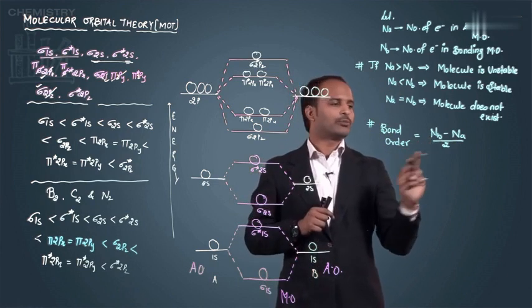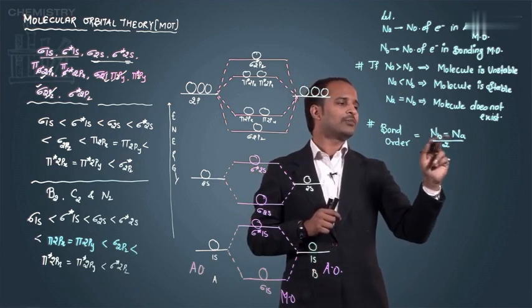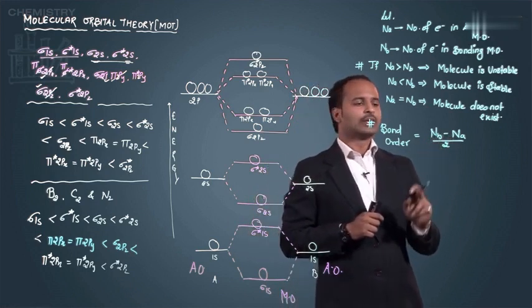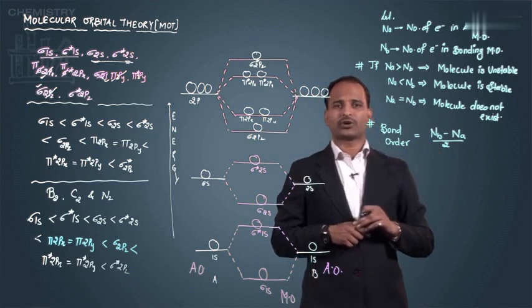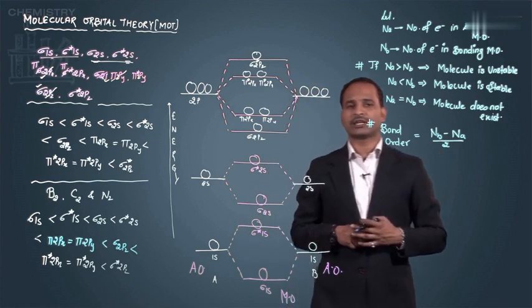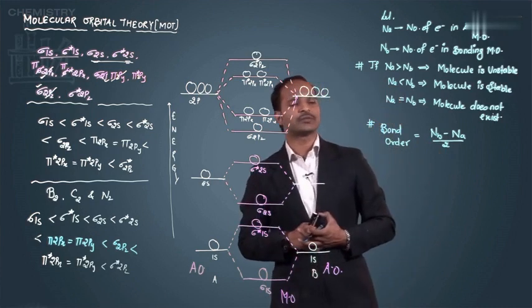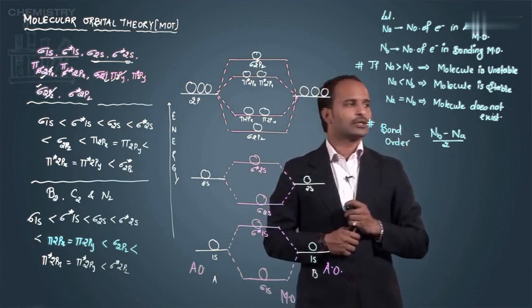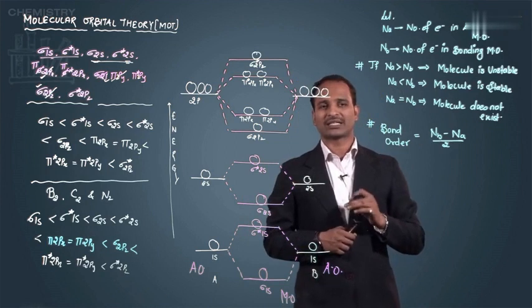So the number of bonds formed between the two atoms. Now see, if Na and Nb become equal, suppose Na is equal to Nb, then I can say the bond order will be 0. Bond order is 0 means no bond between the atoms, and if no bond is present between the atoms, that means such molecules will not exist. And that's why it is written that if Na is equal to Nb, the molecule does not exist.